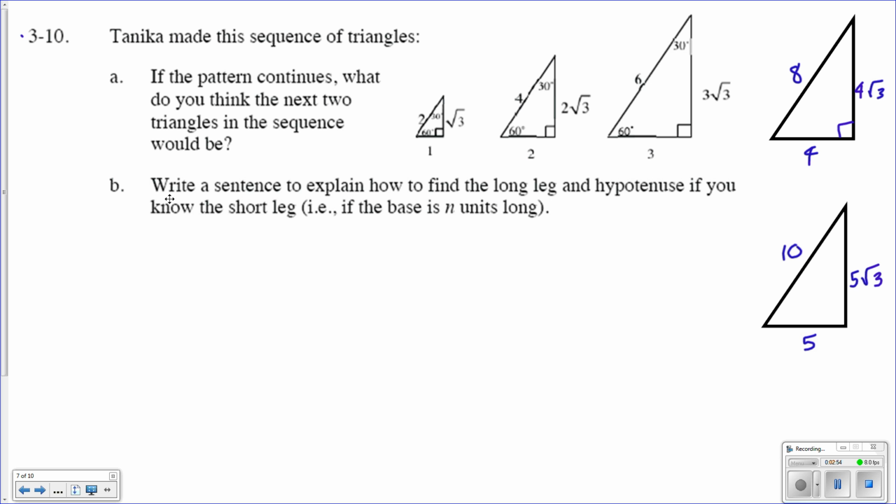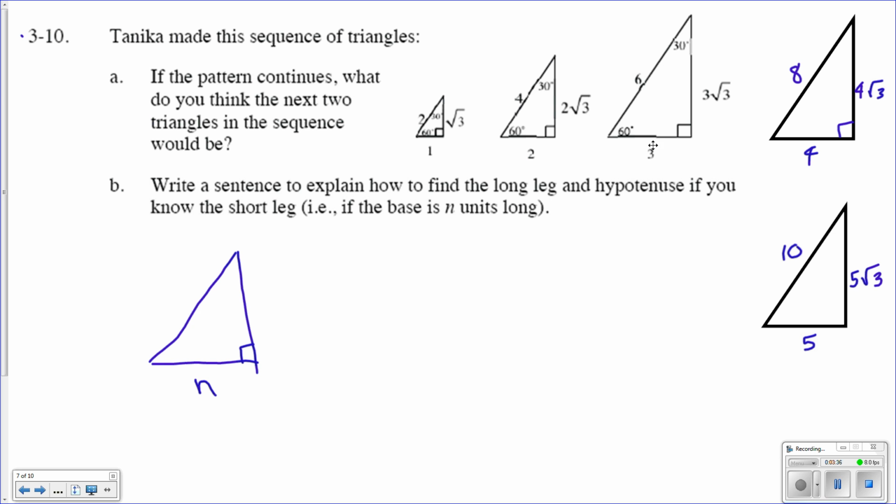So letter B, write a sentence to explain how to find the long leg and the hypotenuse if you know the short leg. It says, for example, if the base is n units long. Okay, let's take a little peek here. If I had another right triangle, which isn't as pretty as the others, but don't judge. If we call this one n, we're going to have to then look at the relationships between the sides.